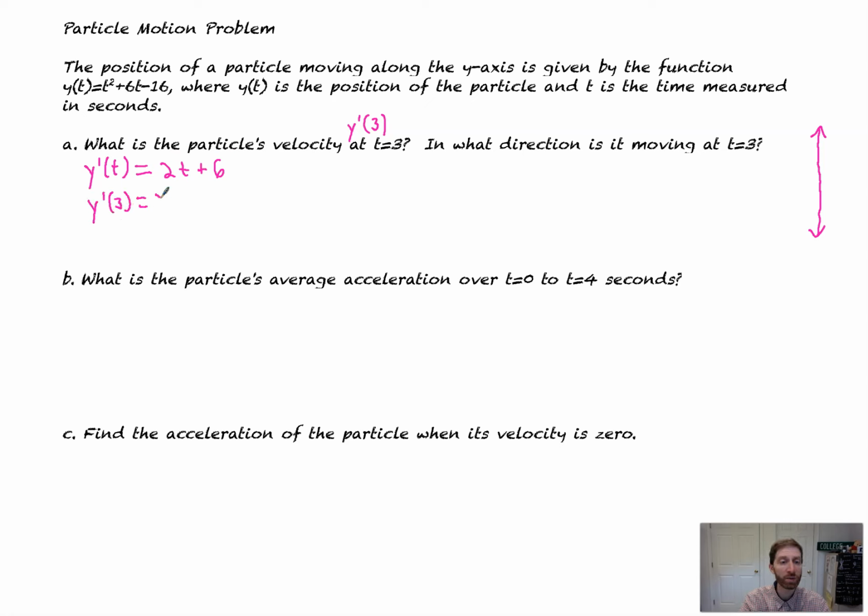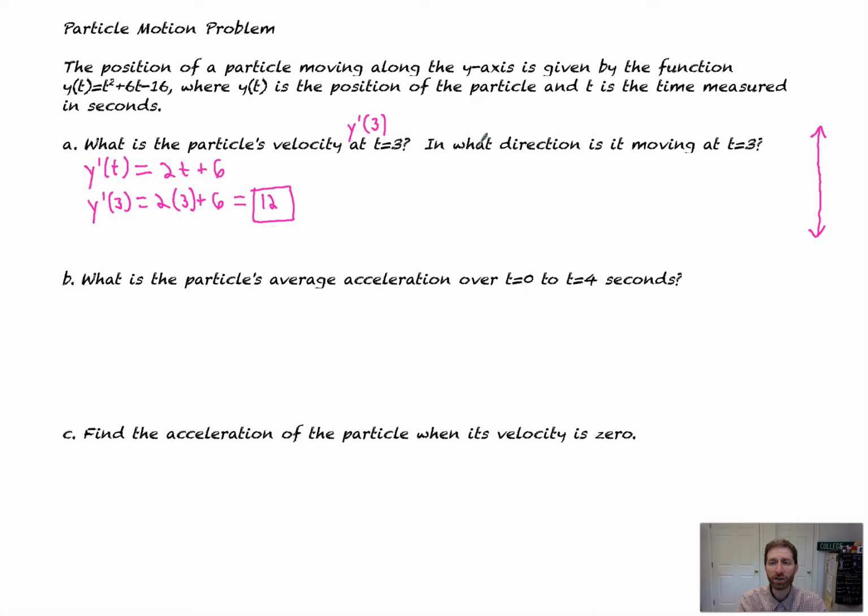So y prime of 3 is equal to 2 times 3 plus 6. And 2 times 3 is 6, plus 6 is 12. We need those units. Do we have units is the question, though. We have seconds, but we don't have units going up and down the y-axis. So in this case, and in a lot of particle motion problems, there are no units. So we'll just leave it as 12. But it would be something like meters per second or feet per second.